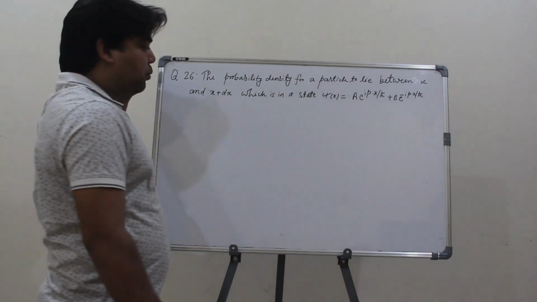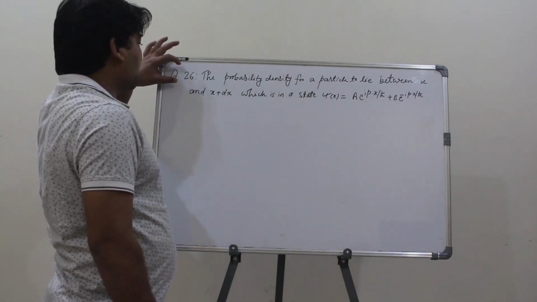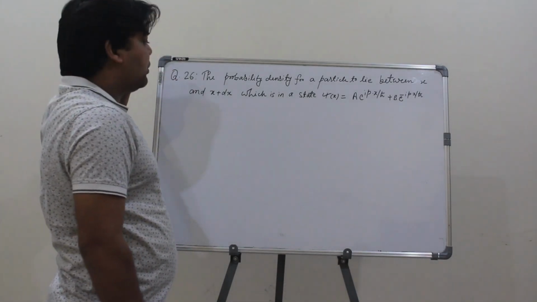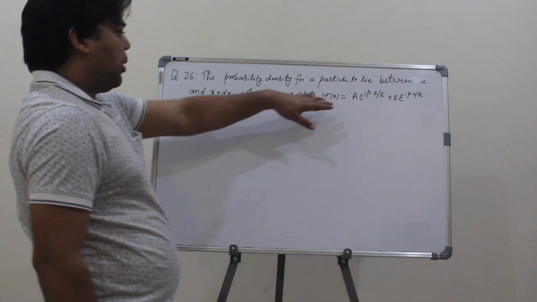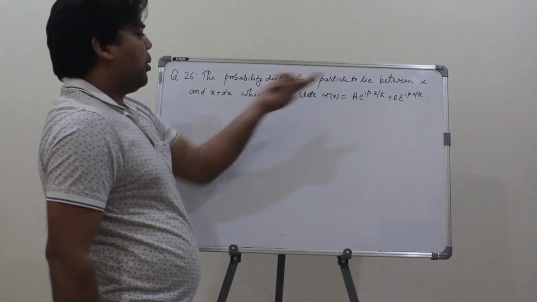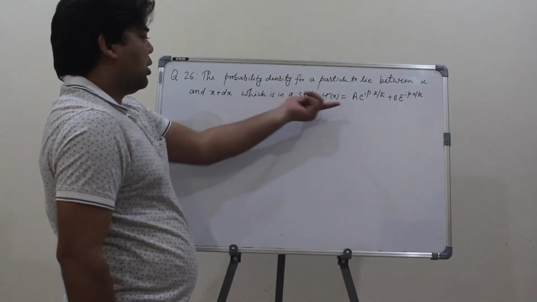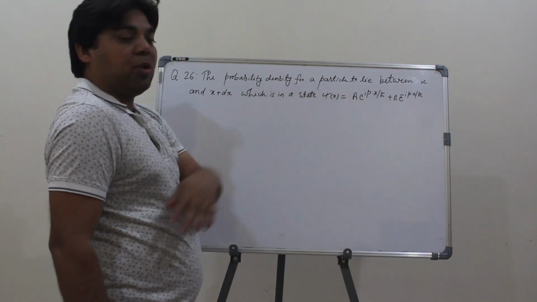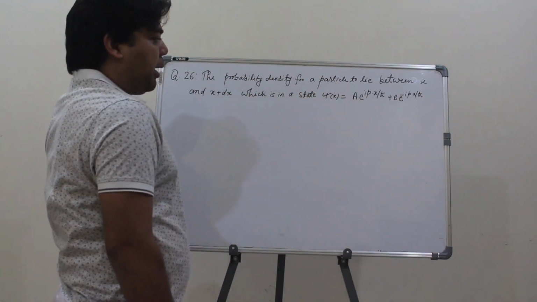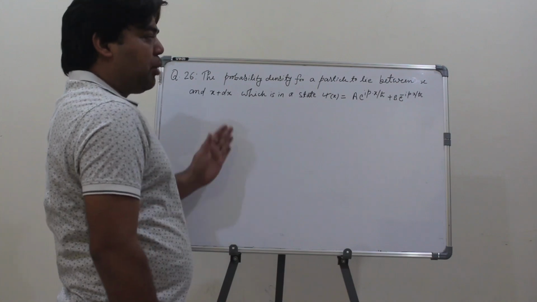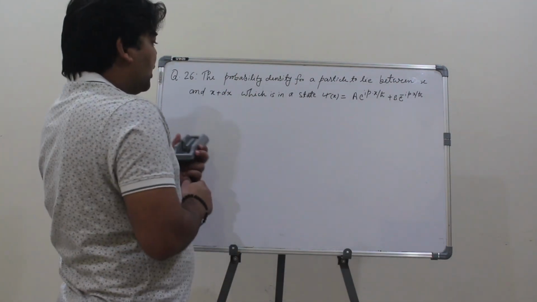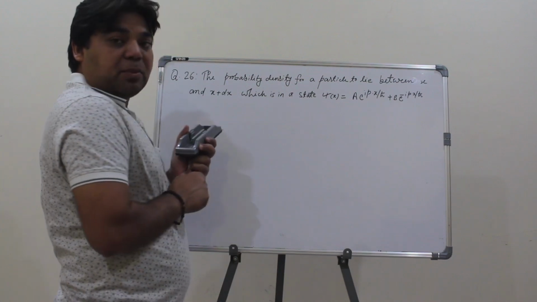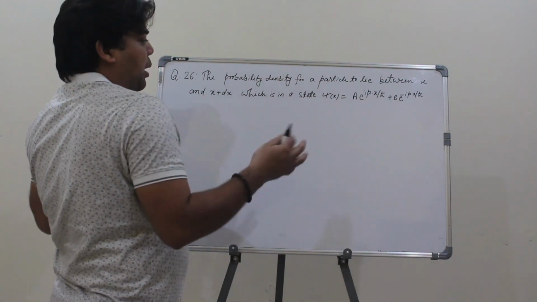Hey all, so let us discuss problem number 26 in quantum mechanics, which talks about the probability density for a particle to lie between x and x plus dx, in a state psi(x) equals A e to the power i p·x divided by h-cut plus B e to the power minus i p·x divided by h-cut. The question is, let me explain you.